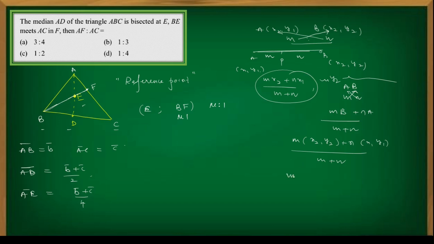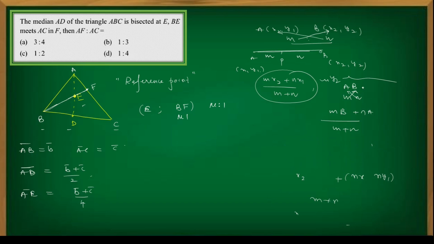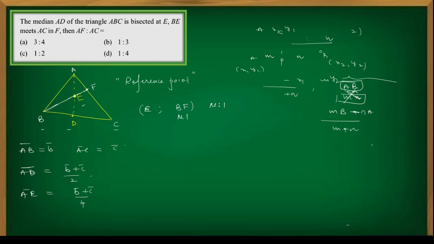So multiply with m: mx2 comma my2, then plus nx1 comma ny1, by m plus n. If you add component-wise, you get mx2 plus nx1 by m plus n and my2 plus ny1 by m plus n, the same thing. So the way of writing the ratio section formula, I always use this method. I just write the line and the ratio, and multiply like this. Internally, m plus n in the denominator; externally we use minus, you know that. So mB minus nA by m minus n if it is external. Same procedure I am going to follow now.